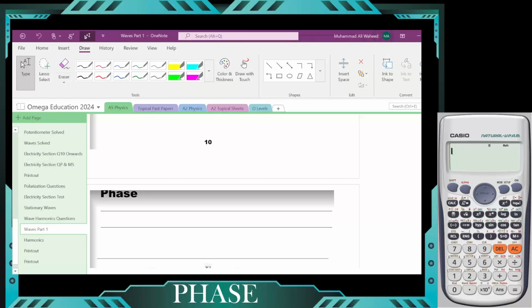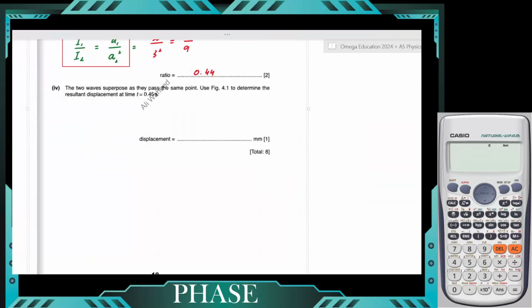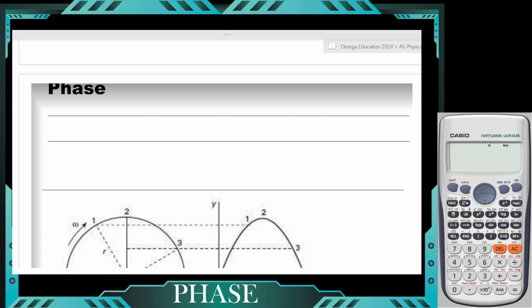So we are able to answer if the points are in phase or out of phase, but we are not able to calculate the exact phase of the point, or the phase difference between the points, or the phase difference between two waves according to the O-level physics syllabus. So let us start off with this one first by defining the phase itself. Let us define the phase first before we do anything.